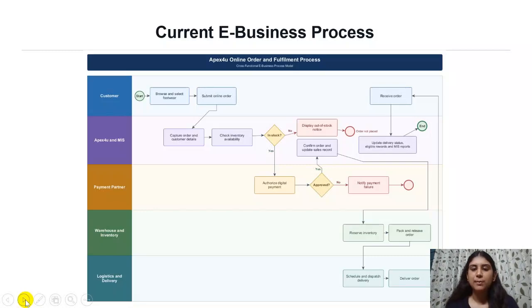The problem is that each handoff creates a possible point of failure. If inventory information is not synchronized, an order may be accepted even when the stock is unavailable. If payment and order records are not coordinated, reconciliation problems can occur. If delivery information is delayed, consumers may receive inaccurate status updates. So the process requires integrated information rather than isolated steps.